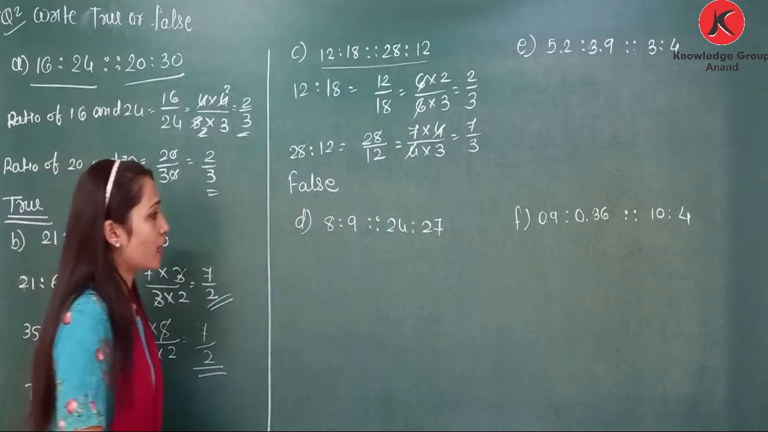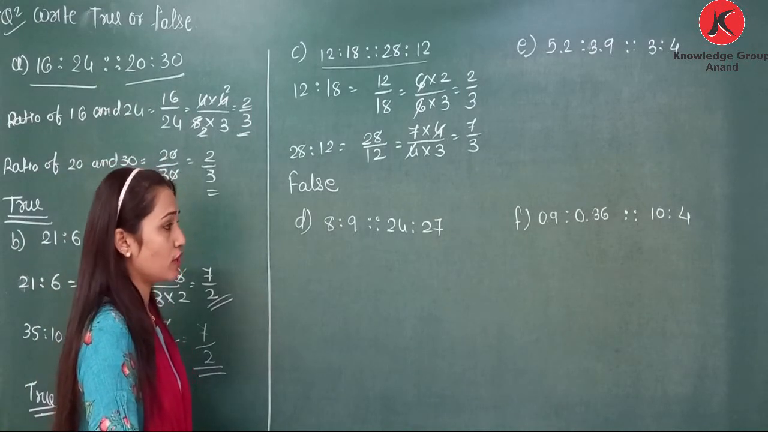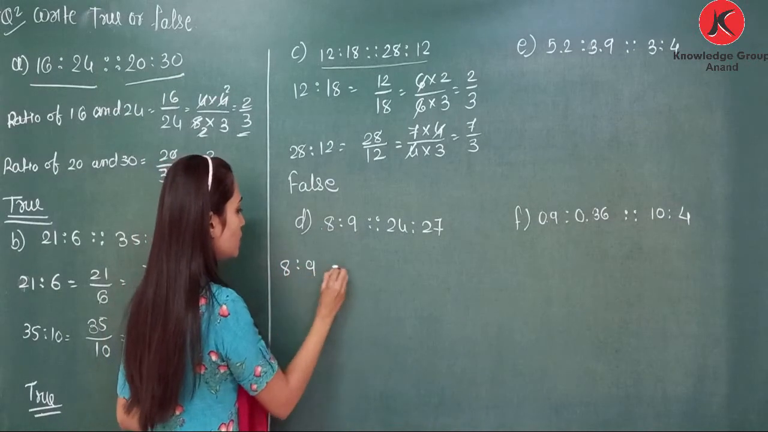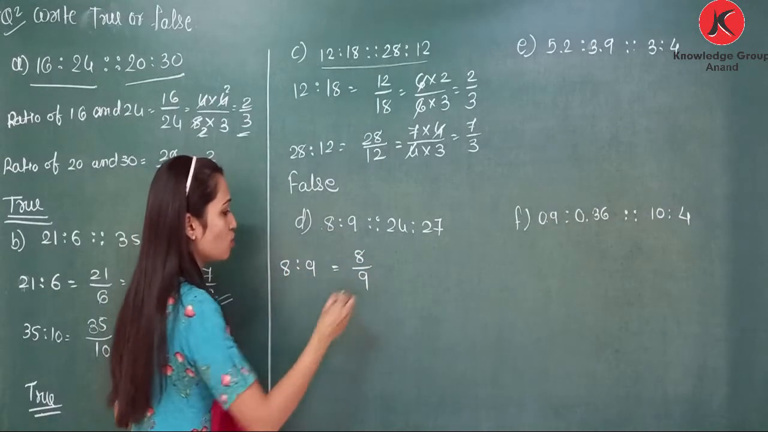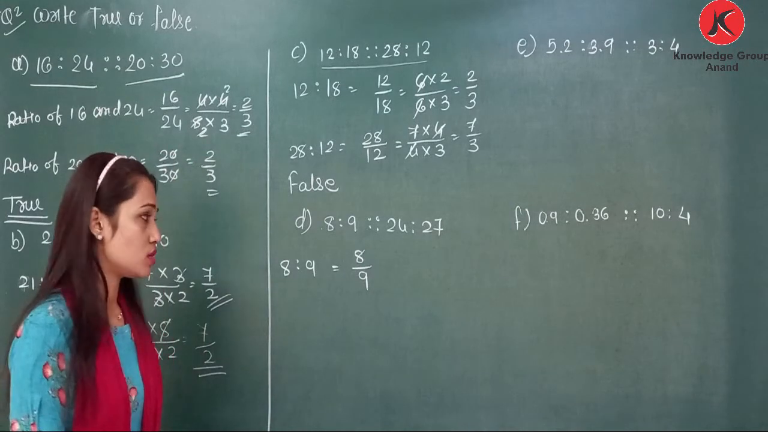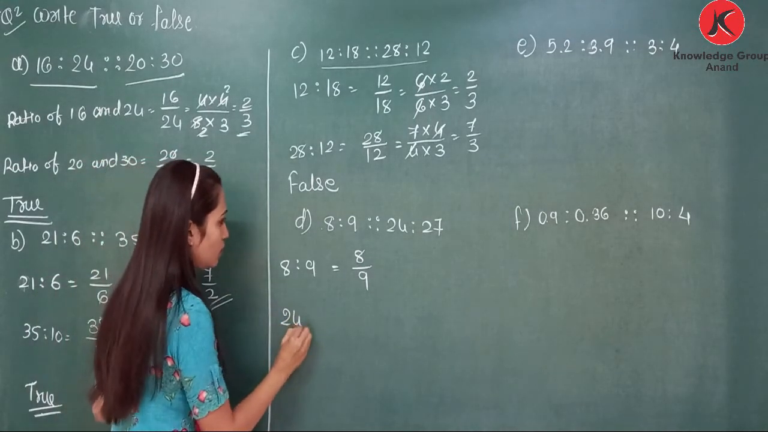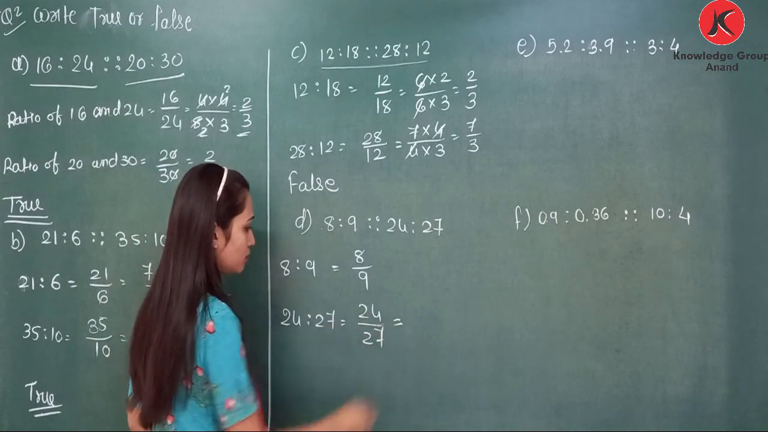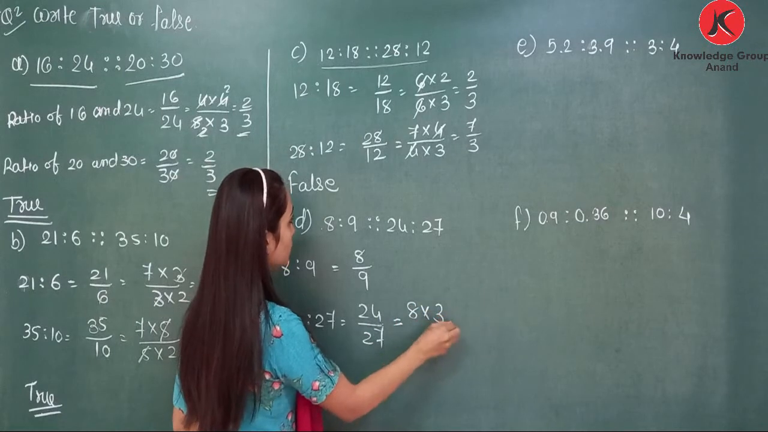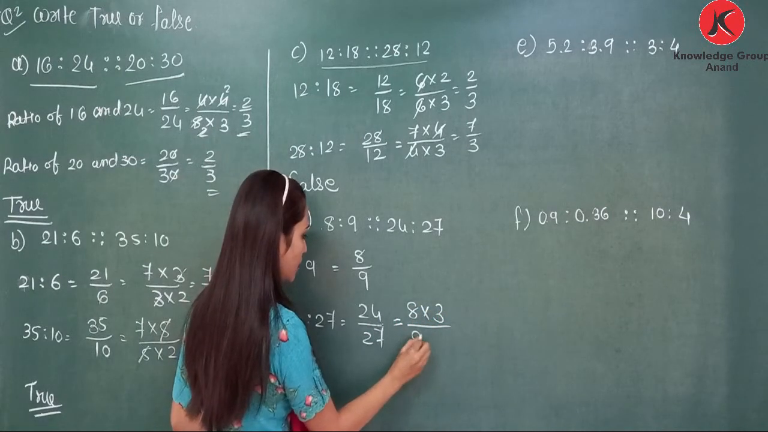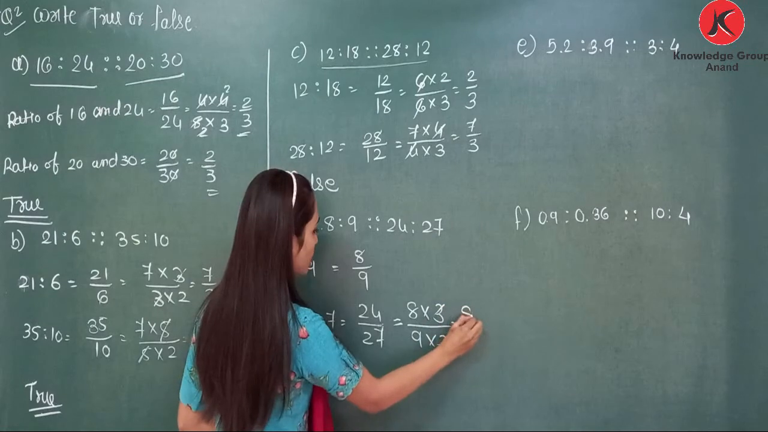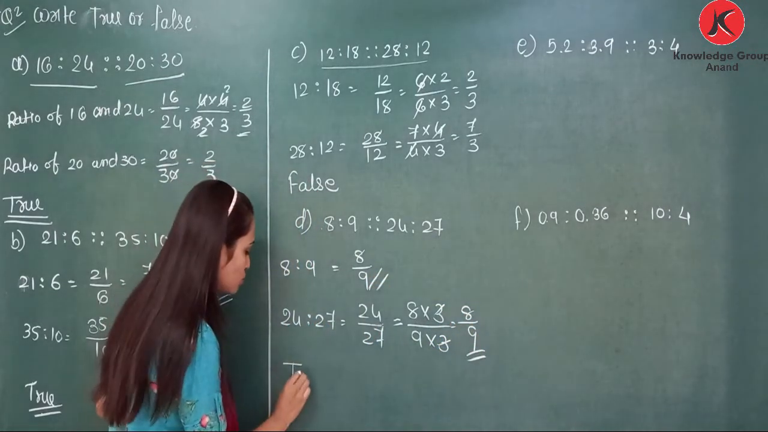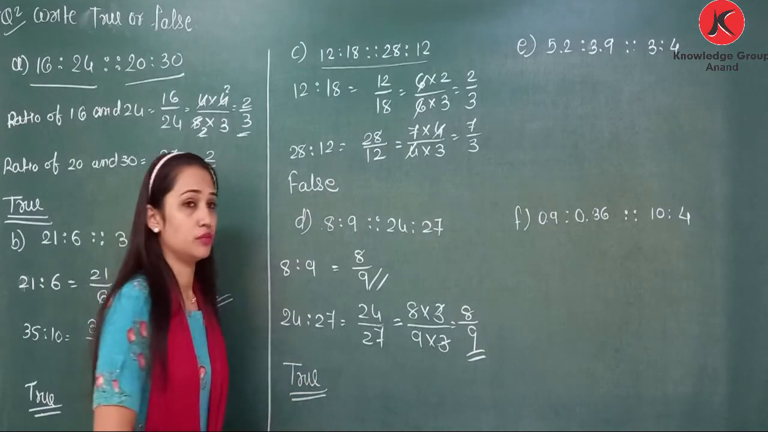Next one, 8 is to 9 is in proportion to 24 is to 27. So let's find the first ratio. 8 is to 9 is given by 8 by 9. Now there is no common factor between 8 and 9. So this is the simplest form. 24 is to 27. So we can write 24 divided by 27. 8 3s are 24, 9 3s are 27. So that gives 8 by 9. This is 8 by 9. This is also 8 by 9. So it is a true statement. They are in a proportion.